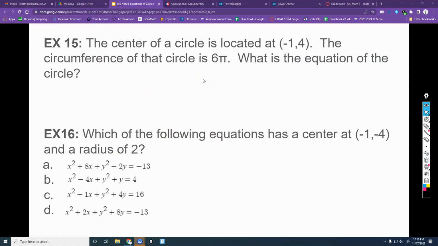And 15 says the center of a circle is located at negative 1, 4. The circumference of that circle is 6 pi. What is the equation of the circle? So they gave us the center. I know I'm going to have x plus 1 squared plus y minus 4 squared, but I don't know the radius. They gave me circumference. What is the formula for circumference? There were two different ones we could use.